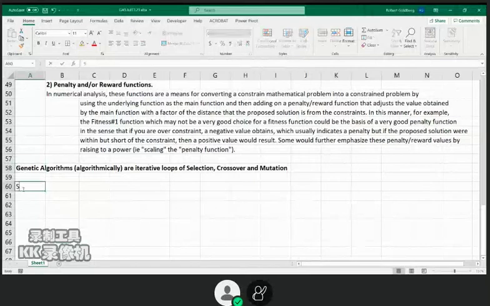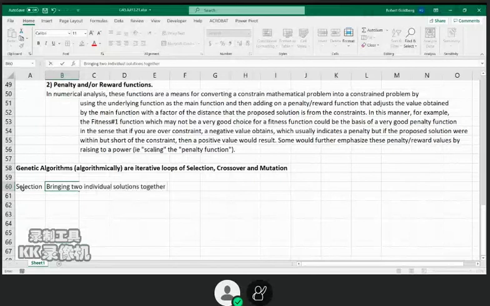So selection in the context of genetic algorithms means bringing two individual solutions together to have children, solutions. I don't know how else to say that. To have child solutions. So bring the two solutions together.